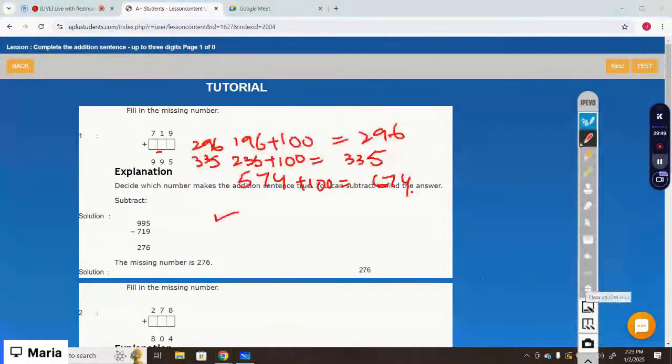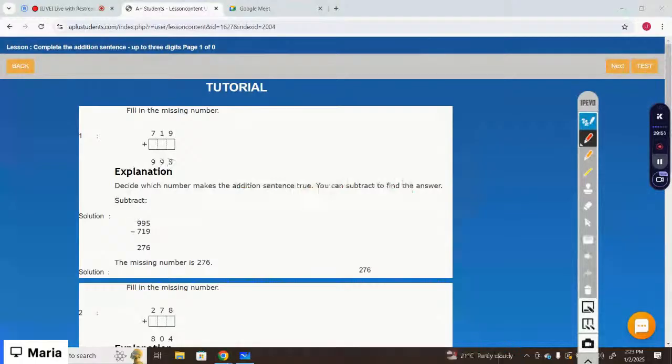995 is the sum of 719 and the missing number. So you have to subtract 719 out of the sum. You have to do 995 minus the given number, that is 719. So 995 minus 719, you need to borrow. 15 minus 9 is 6. 8 minus 1 is 7 and 9 minus 7 is 2, that is 276.